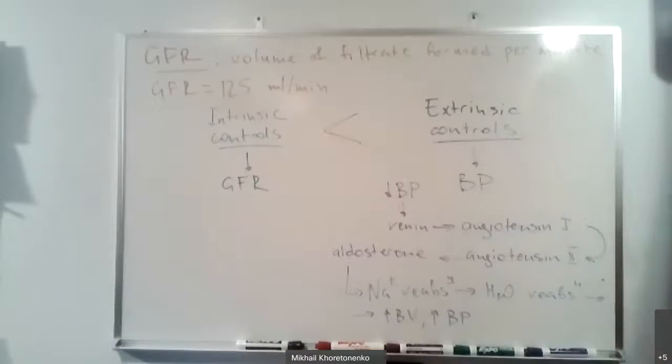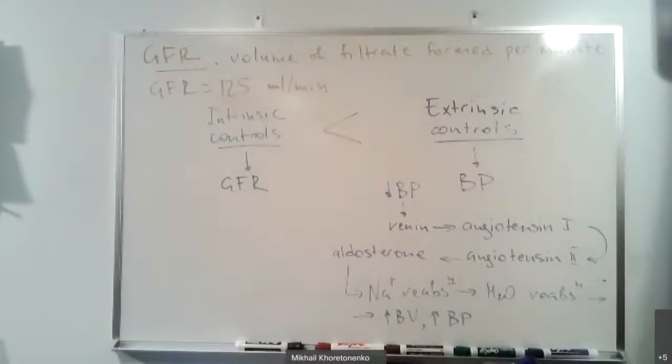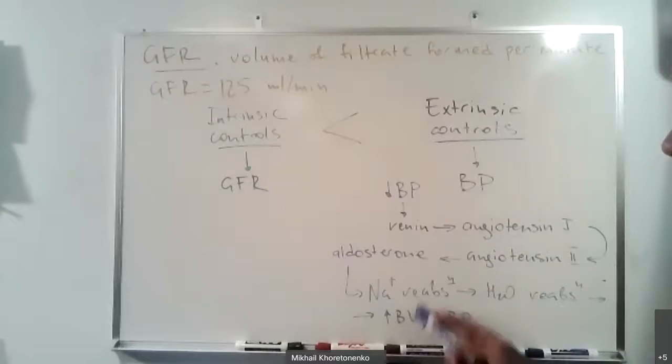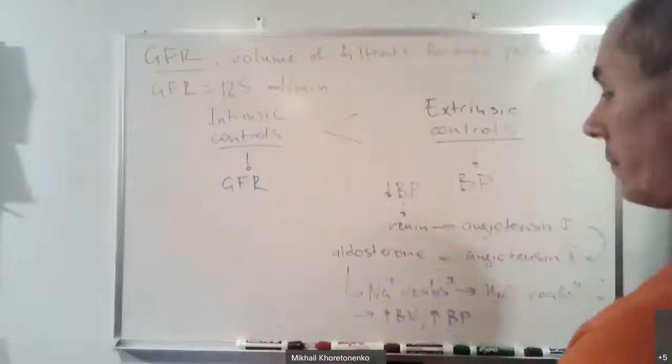So this is the sequence. Again, low blood pressure triggers renin. Renin activates angiotensinogen into angiotensin 1. Angiotensin 1 is converted into angiotensin 2. Angiotensin 2 stimulates aldosterone. Aldosterone stimulates sodium reabsorption. By osmosis, sodium reabsorption leads to water reabsorption, and water reabsorption increases blood volume and blood pressure. Does that make sense? Okay, good. Now that's the indirect mechanism.